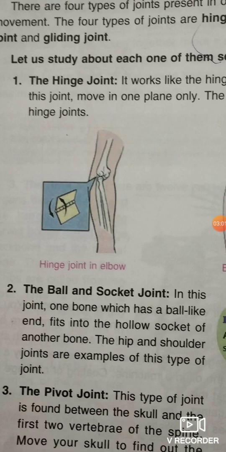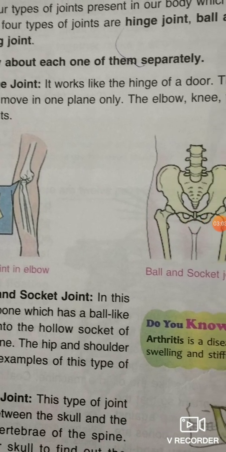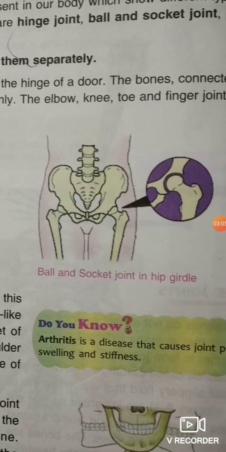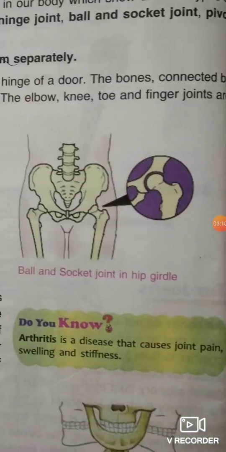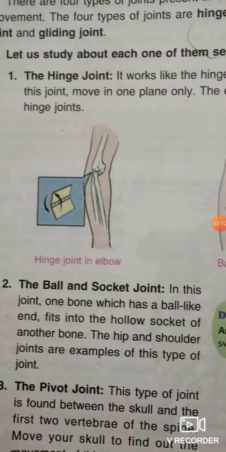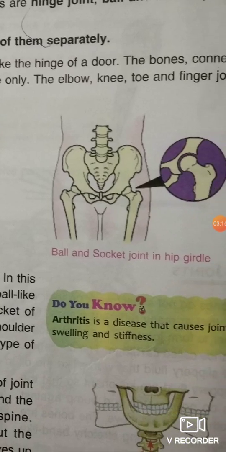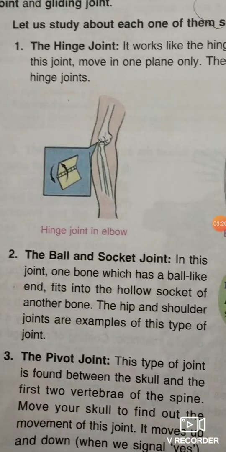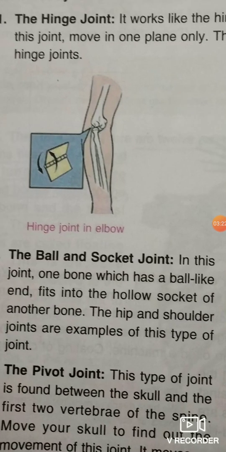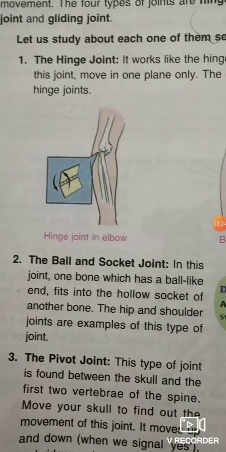Okay, so this is the hinge joint, and it works like the hinge of a door, and the bones connected by this joint move in one plane only. Okay, only in one plane. And the elbow, knee, toe and finger joints are examples of this type of joint, that is the hinge joint. Okay, so I hope it is clear to you.